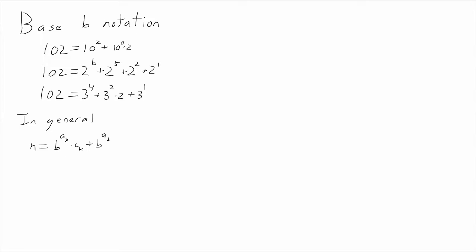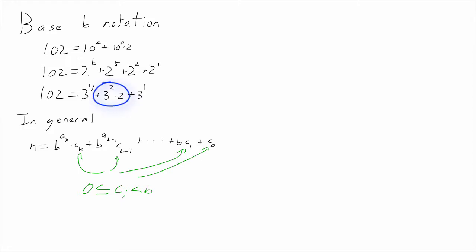And in general, when I say write a number in base b, I mean write it as a sum of powers of b, and each power can have a coefficient. The coefficient has to be at least 0, a non-negative number, and less than b. So this 3 squared times 2 is fine in base 3 notation, but if we had 3 squared times 3, we would say that's really a 3 cubed instead.